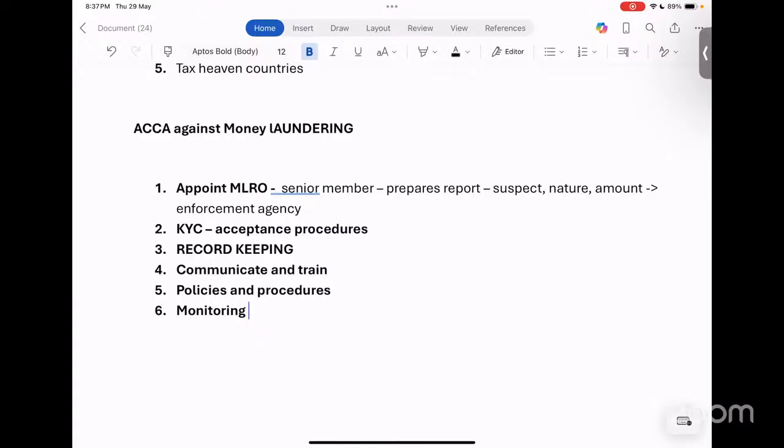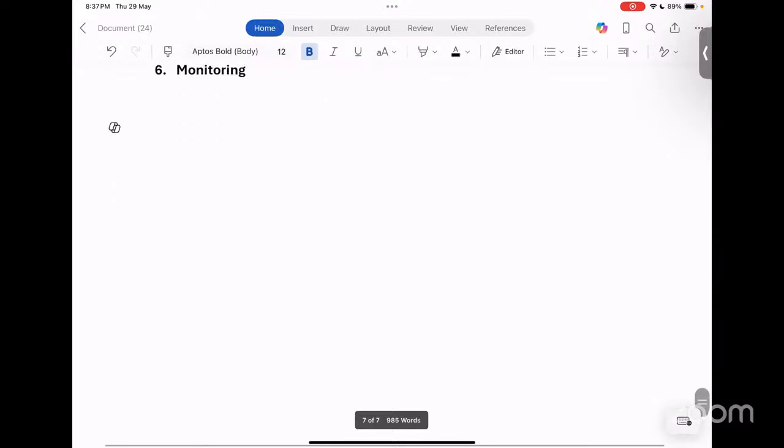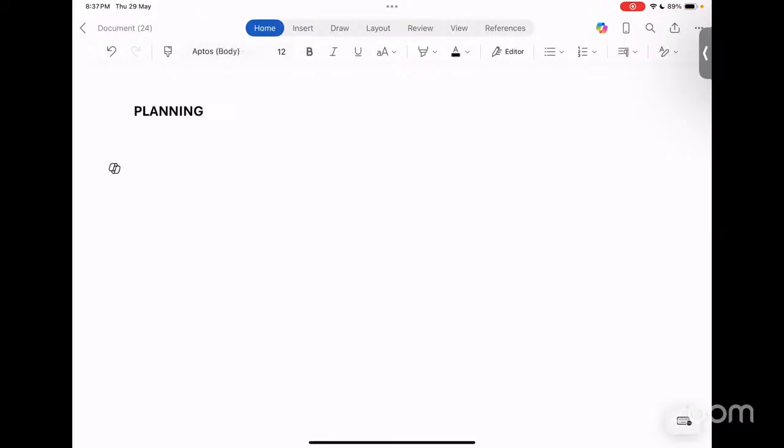Okay, let's move on. Let's move on to the next theory topic, planning. So audit in the planning stage. Let us understand audit planning. Now see, in the planning part, you are supposed to first understand the client as per ISA 315.